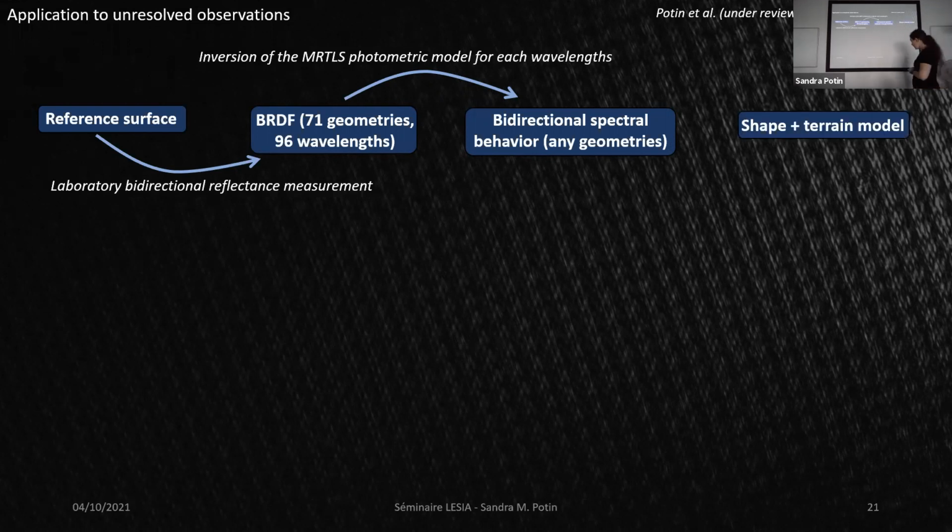At the same time, we use a shape model of an asteroid and a terrain model of an asteroid. So we have the shape and the topography of our target. And we will apply the spectral behavior on the shape model. So we will end up with a simulation of our target homogeneously covered with the same composition and texture as the reference surface that we took in the laboratory.